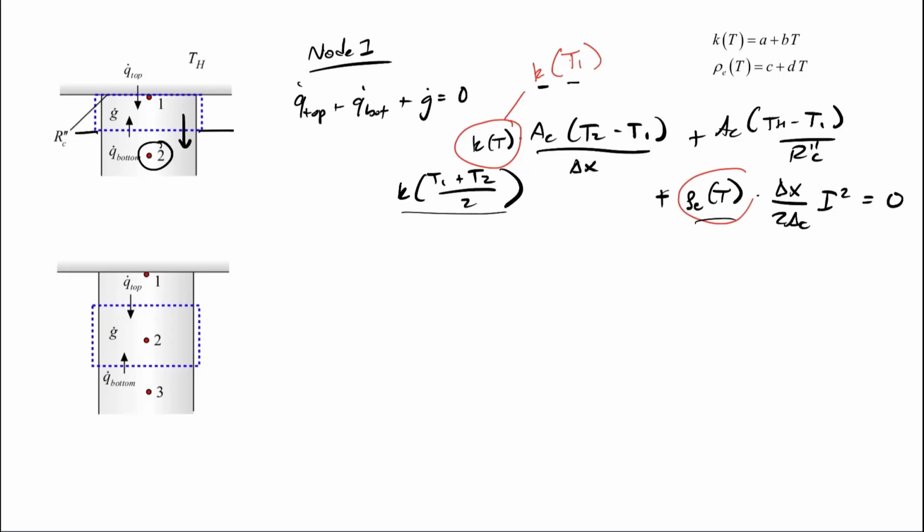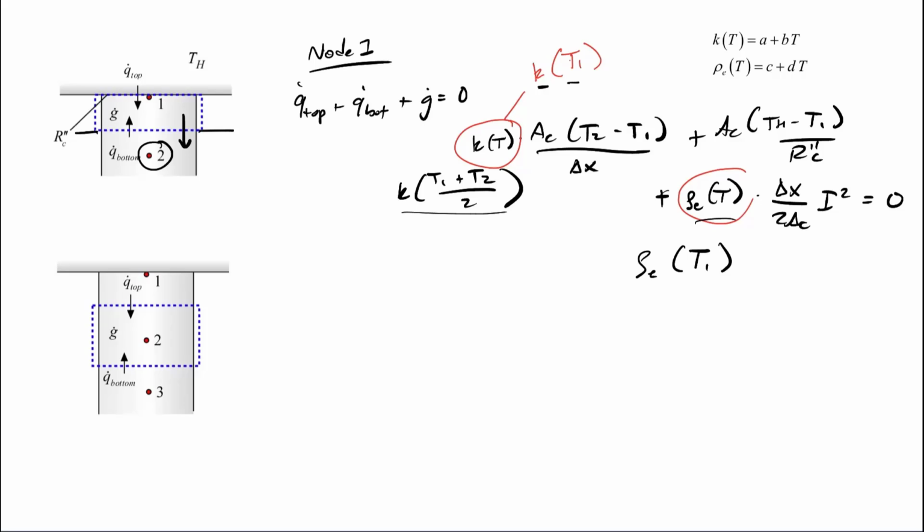And why is that? Because rho E is a generation associated with that control volume. Rho E does not have to be agreed upon by adjacent nodes. It is just for that one node. So for rho E, we can evaluate that. We can say rho E is just at T1. Okay, and we do that and we're happy.